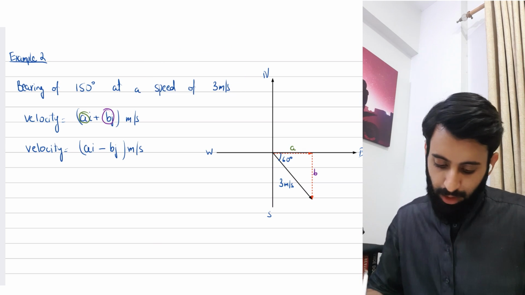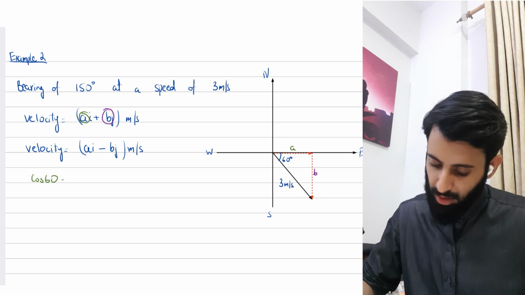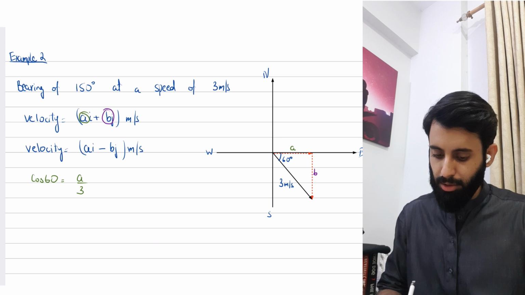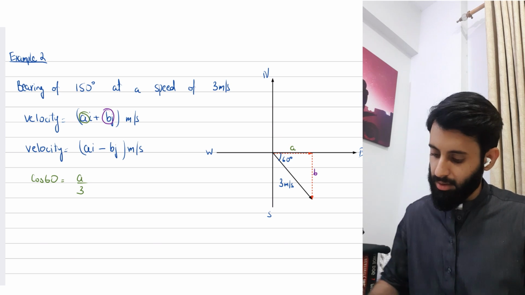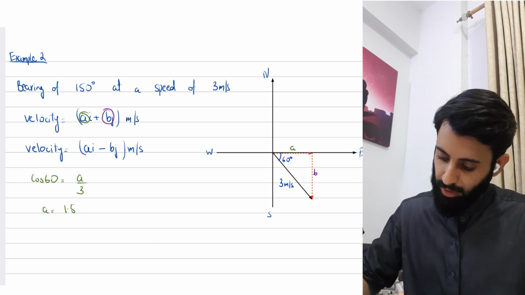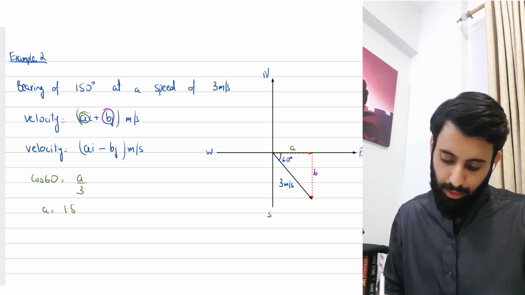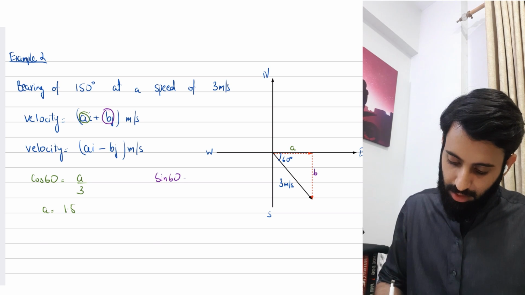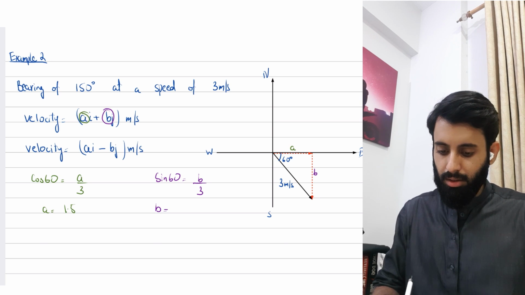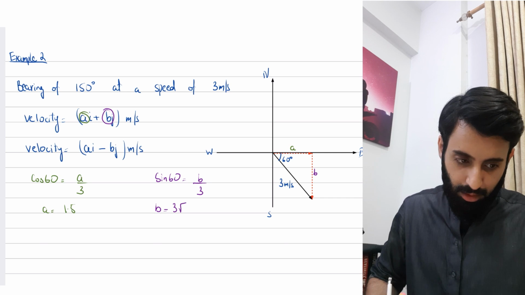Now let's work out a and b. As far as a goes, we have the hypotenuse and a is the adjacent. So we're looking at cos 60 equals adjacent upon hypotenuse. Remember that your calculator should be in degree mode for this. So a equals 3 upon 2, or 1.5. Now let's work out b. For b, we're going to use sine. So sine 60 equals opposite upon hypotenuse. That means b equals sine 60 multiplied by 3, so we're looking at 3 root 3 upon 2.